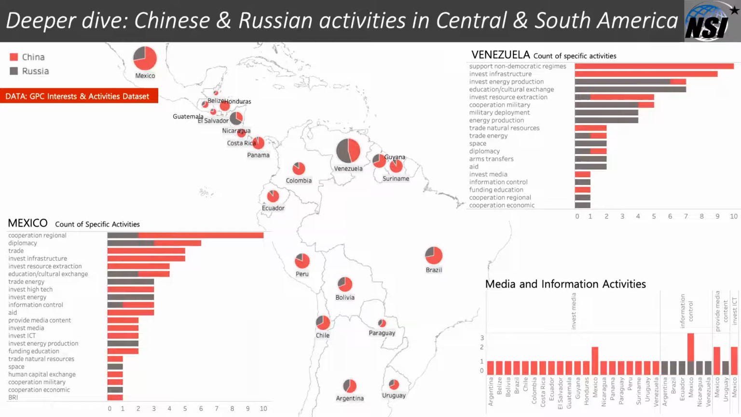Both China and Russia are engaged in a wide range of activities in all regional states. Although both focus on their areas of strength, economic for China, energy more specifically for Russia, their activities do include government-to-government diplomacy and regional cooperation designed to undercut US influence.